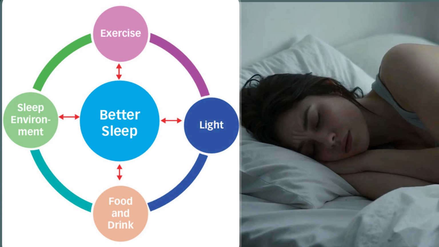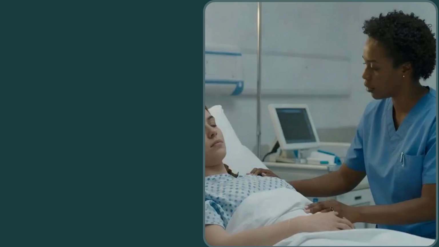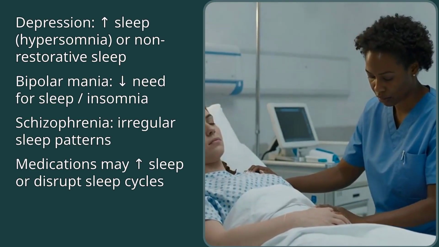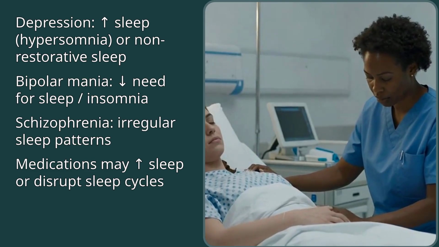Avoid cool-toned blue-green lighting around bedtime. Use warm-toned red-orange lighting instead. Sleep disturbances are closely linked to mental health conditions and can provide important diagnostic clues.